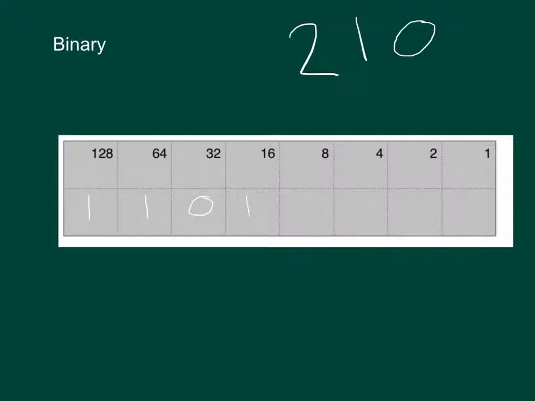That leaves us with only 2 left, so we put the 1 in the 2 and fill the rest with zeros. So the binary representation for 210 will be 11010010. Now let's try converting binary into denary.